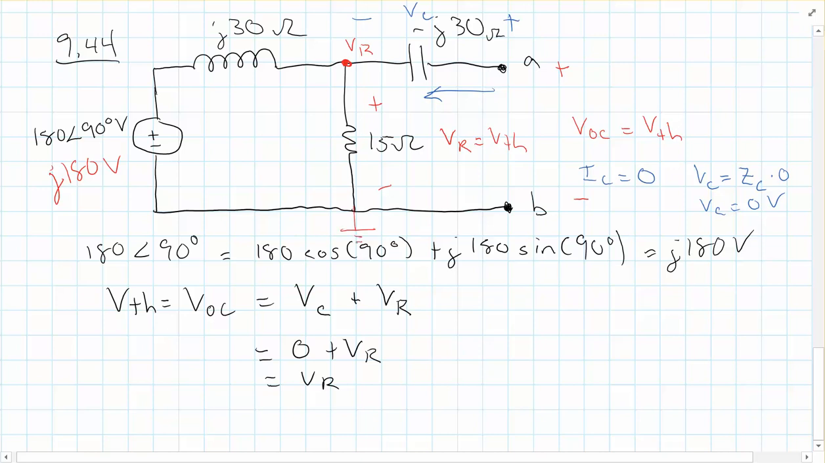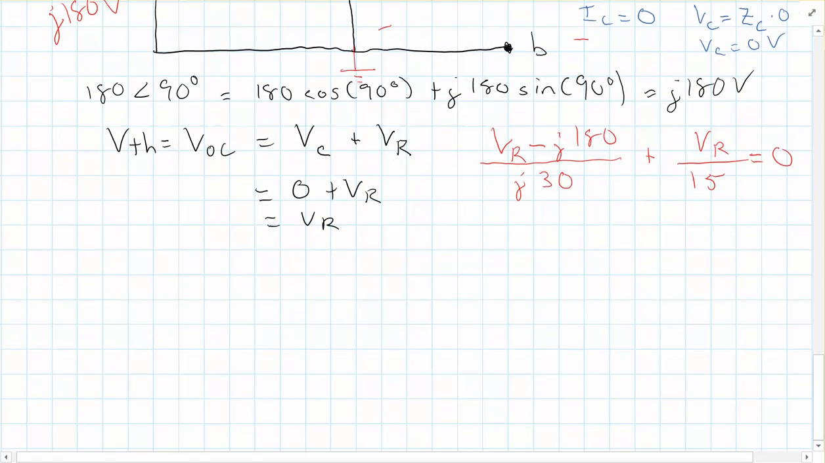And so if we just write a node equation there, you would have the voltage across the resistor minus j180 divided by j30 plus VR over 15, and then that's equal to 0. And then we just have to solve that equation. So I'll work on doing it down below here.